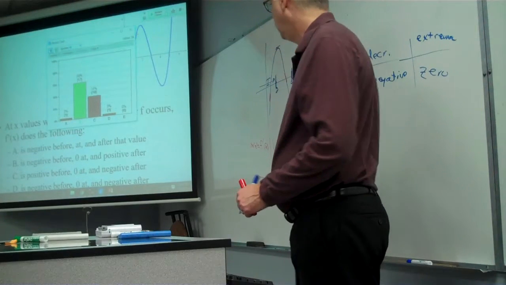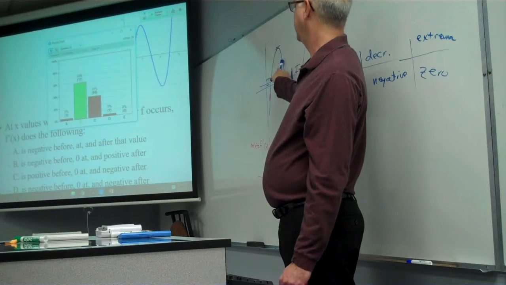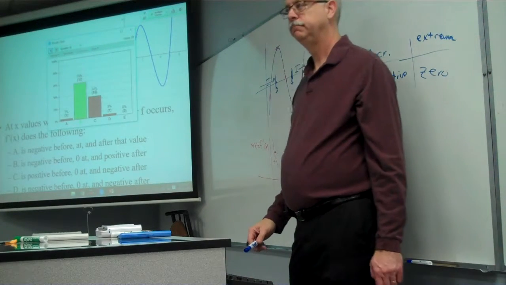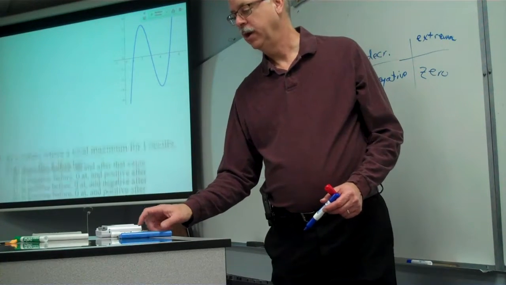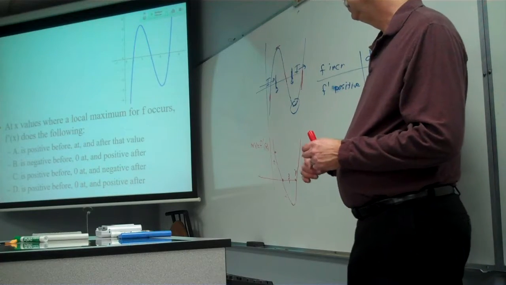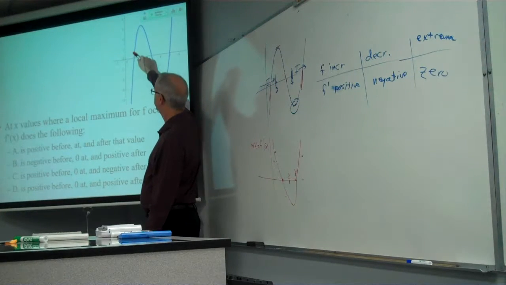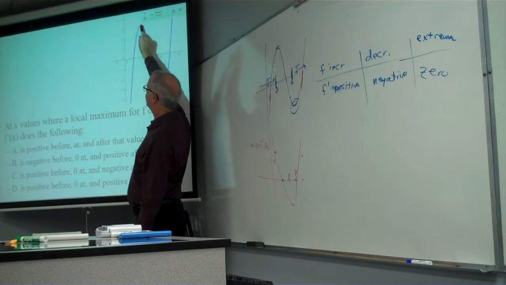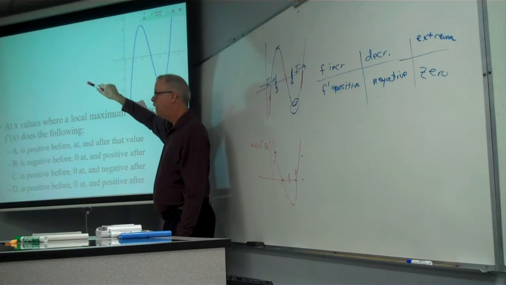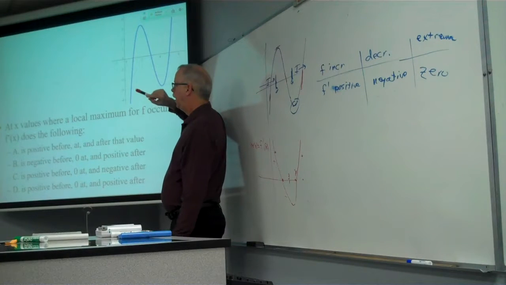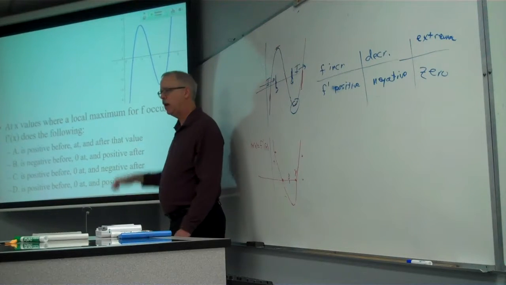If it was positive before, we'd be increasing, then 0, and then negative after. That's where we'd have a local maximum. Probably just gave away the next question as to what happens when we have a local maximum. So I did. At the local maximum, the function is increasing, so the derivative is positive, levels off, so the derivative is 0, and then switches to decreasing.